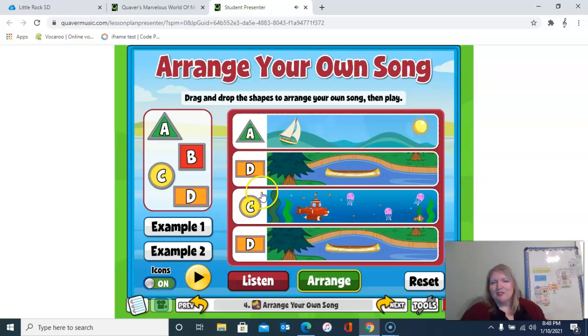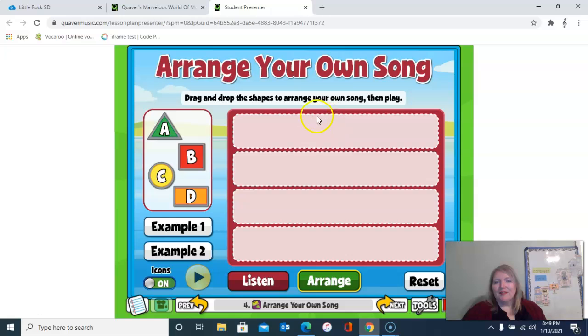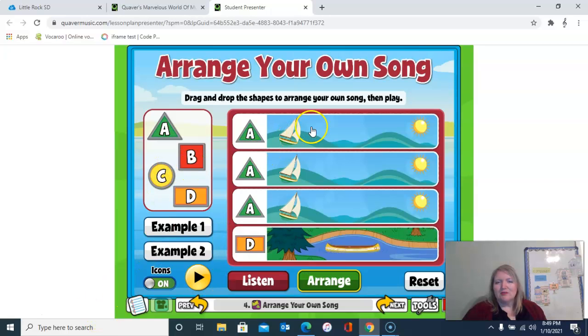And after you put them in a certain order, you're going to push the play button, and it's going to play all of them right in a row. And you're going to listen to it and see if you like your song. If you don't, you can just slide one over and put a different one in, or you can reset it and start all over again. Maybe you like the sailboat song a whole bunch and you want to hear it a lot, but then maybe you want to end with just the canoe song. That's fine. This is your composition.